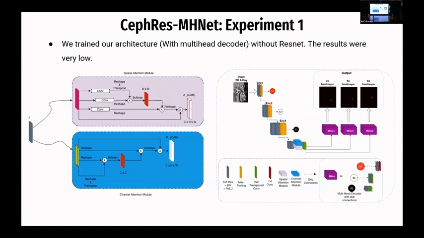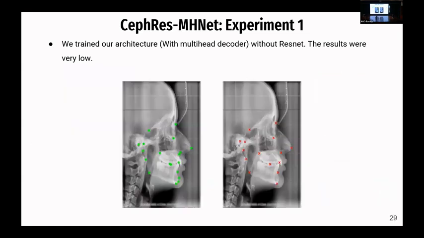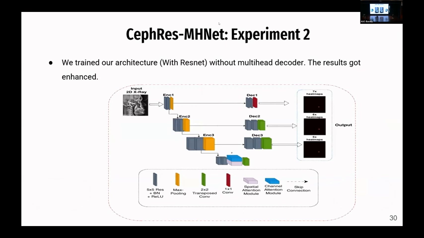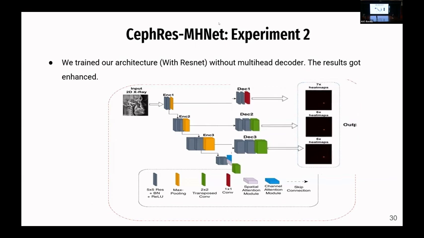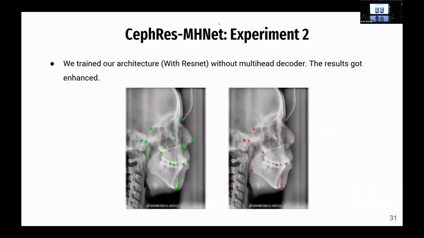And now we need a reason for everything that we did in our architecture. The first experiment for the ablation study is with the multi-head decoder, but without the residual blocks. It's a plain convolution, and the result was really good, but it wasn't the result that we wanted. As we can see here in the chin, there is a missing point. So we tried also with residual blocks, but without the multi-head decoder, as we can see here. The result really improved, but we still need more accuracy, as you can see here in the chin.